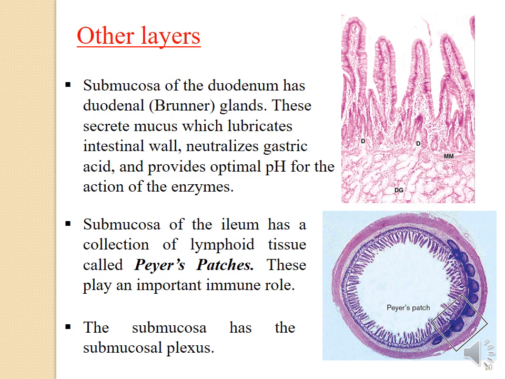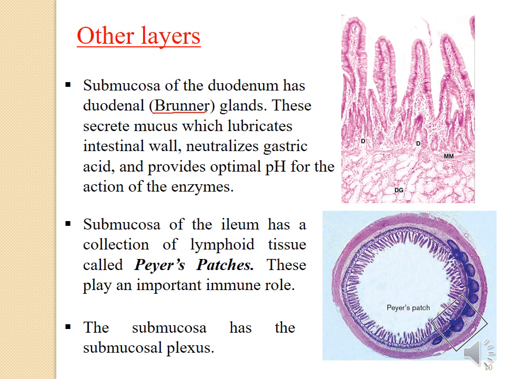So what about the other layers? We have been talking about the epithelium. What about the other layers? The other layer of the wall is the submucosa. The submucosa of the duodenum has the duodenal or Brunner glands. These are mucus glands. They secrete mucus.